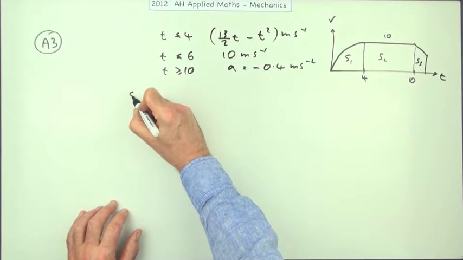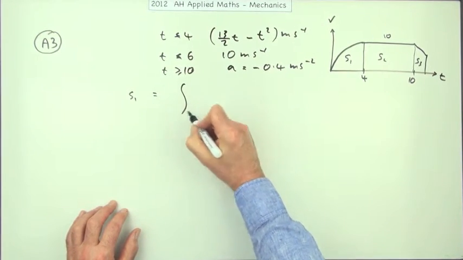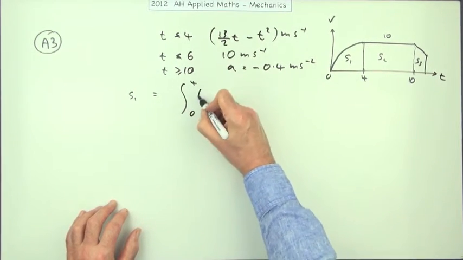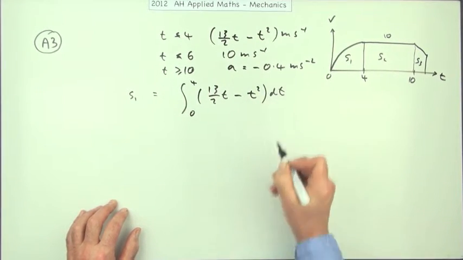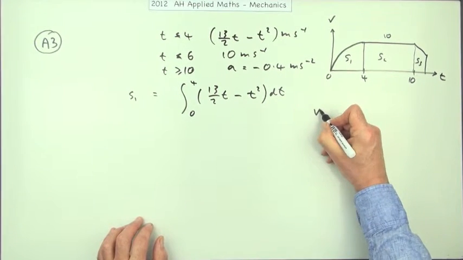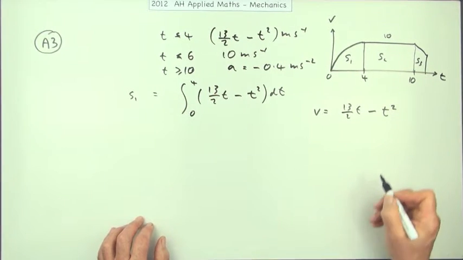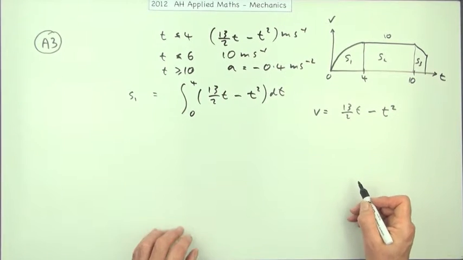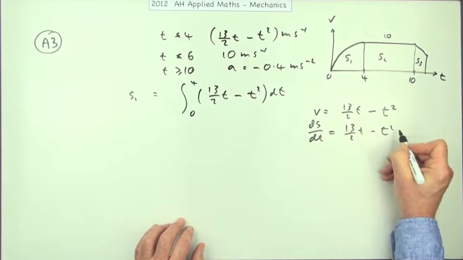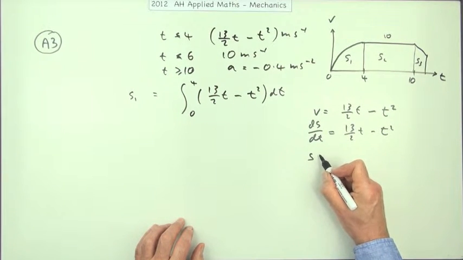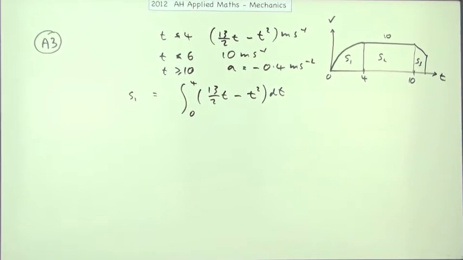Still, S1. Now the first one would be the area under the curve. So if that's the velocity, it'll be the integral from 0 to 4 of 13 upon 2 t minus t squared, dt. Or you could have started by saying, if v equals 13 upon 2 t minus t squared, then ds upon dt is that. I'm getting fed up writing this already. So just put s equals the integral of the same as this.